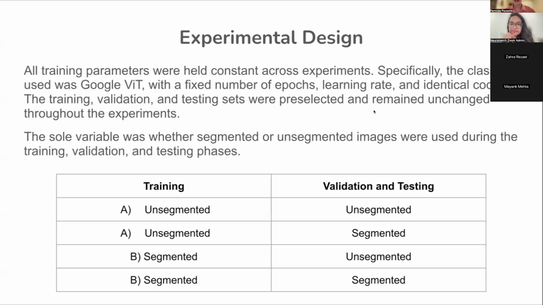Because the idea was that training on segmented images might focus the model on the areas of interest and make the model learn faster where to look to label the images correctly. And for all the experiments, the variables such as number of epochs, learning rates, and other variables were fixed and similar.